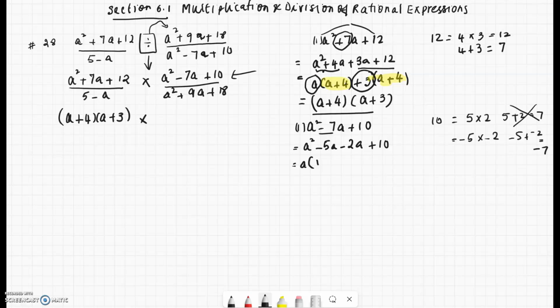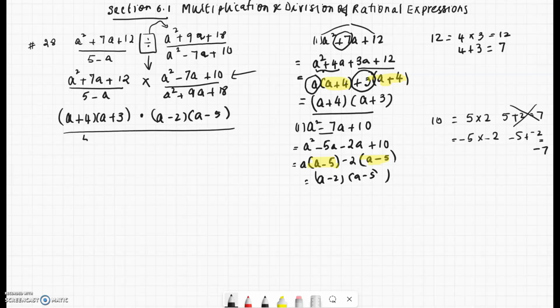Common factor a minus 5, minus 2. Factor the negative 2 out because we want a minus 5 in parentheses. Factor out and you get a minus 2 times a minus 5. So this is a minus 2 times a minus 5. So I'm going to change this to a dot so we don't confuse it with an x. The whole is divided by 5 minus a.